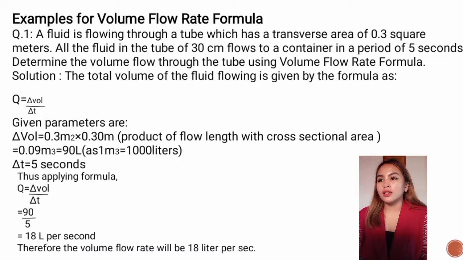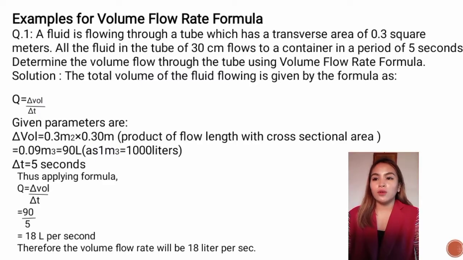Here is an example for volume flow rate. Question number 1. A fluid is flowing through a tube which has a transverse area of 0.3 square meters. All the fluid in the tube of 30 cm flows to a container in a period of 5 seconds. Determine the volume flow through the tube using the volume flow rate formula.